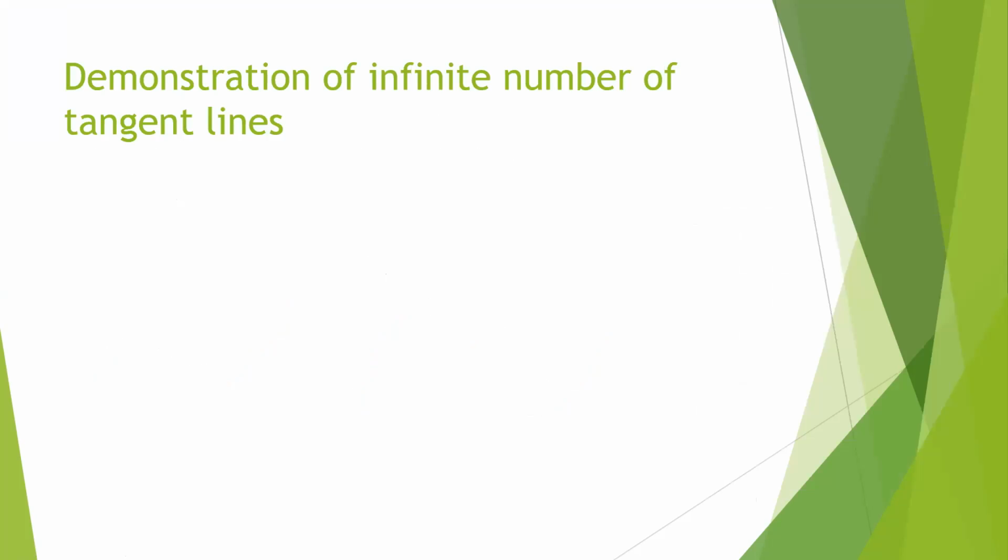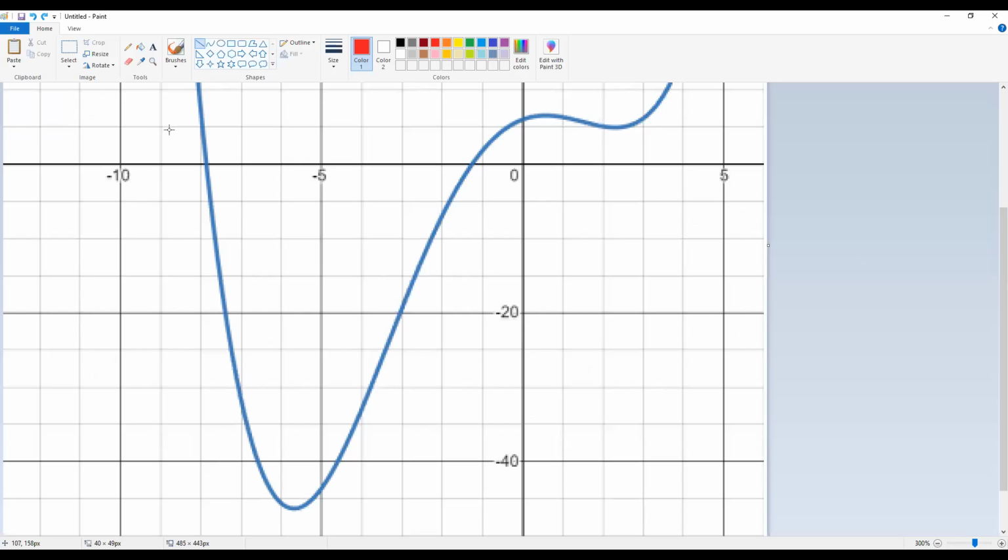Now, every graph has an infinite number of tangent lines, and I want to show you what that means in practice. I'm going to show you a different graph, and I'm going to draw several tangent lines. So right here, there's a tangent line, and here's a tangent line. This one shares a point somewhere around here, this one right around here, this one around there, around here.